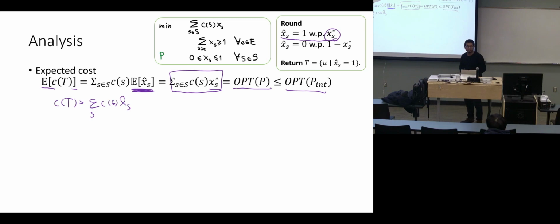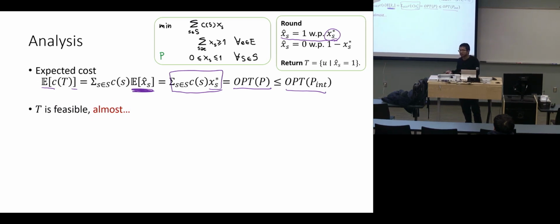So what do we get? At least in expectation, the cost of your set is as good as the optimal one. Maybe things look too good to be true. But yes, it is indeed the case, because now let's analyze whether T is a feasible solution. That is, whether T is indeed a set cover or not. We need to analyze this too, not just the cost.